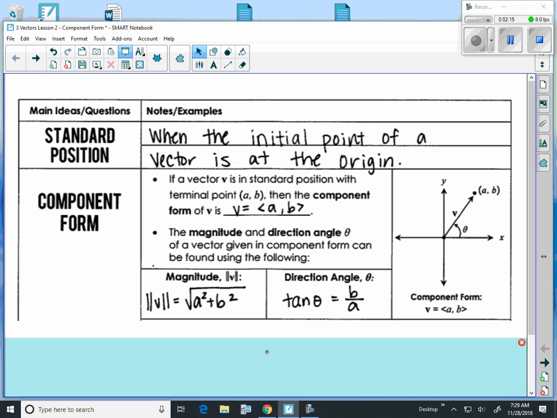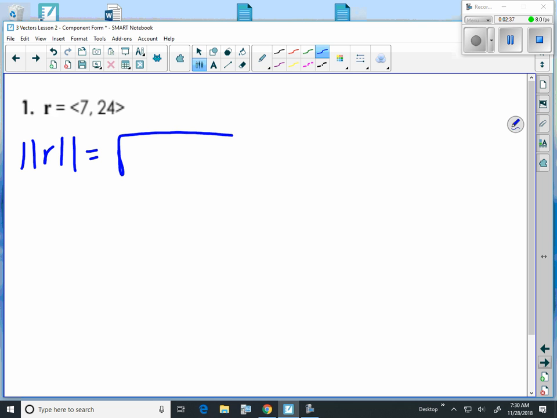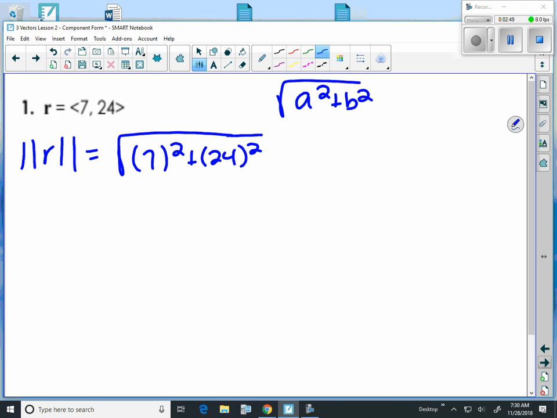Any questions? Okay, so let's jump right in. If we want to find the magnitude and find the direction angle, we'll just go ahead and do our magnitude first. So we would write magnitude of r. That hasn't changed. You do the double bars. Okay? And from your formula you just got, you do a squared plus b squared. Well, in this case, a is 7 and b is 24. So you do 7 squared plus 24 squared.